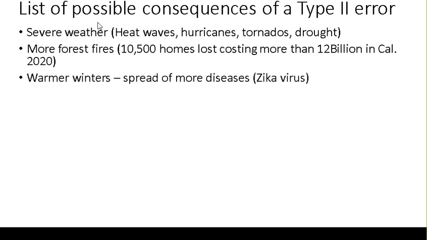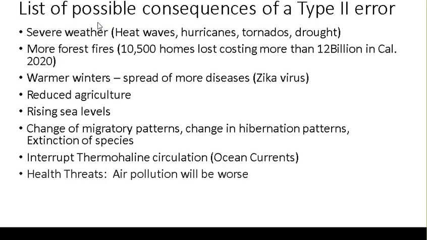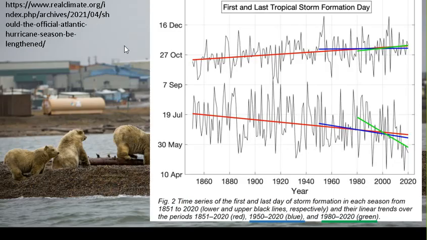Warmer winters mean the spread of disease, like Zika virus. Reduced agriculture, rising sea levels. In fact, the insurance industry tracks the amount of damage due to catastrophic events. And this year alone in the United States there have been 18 events that have cost us more than $1 billion each. And the year's not done. Last year there were 22.